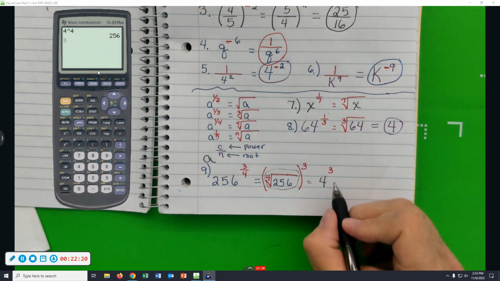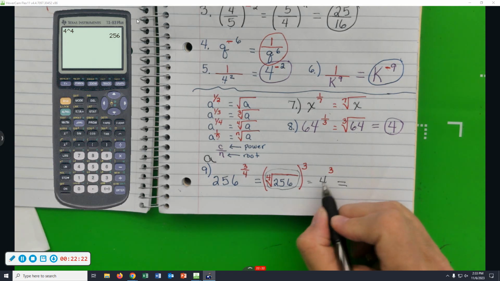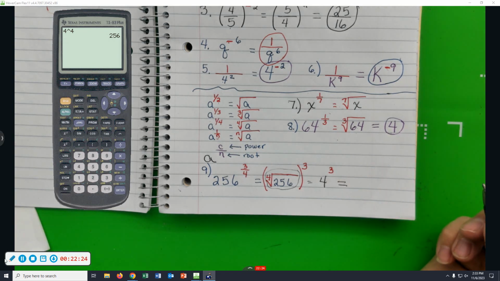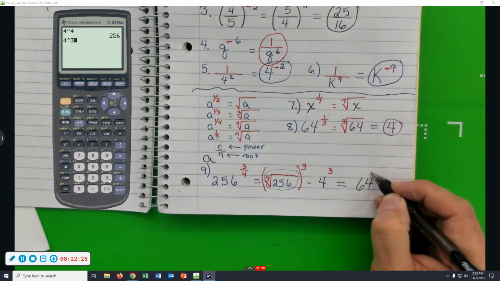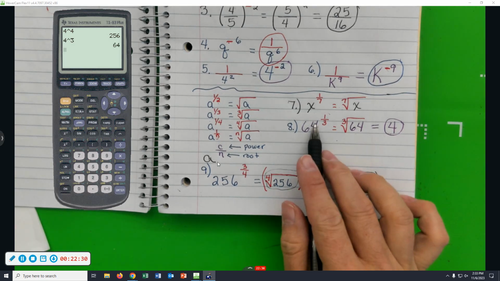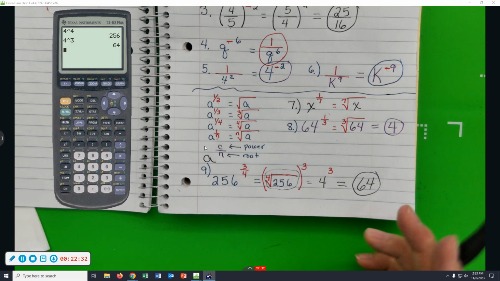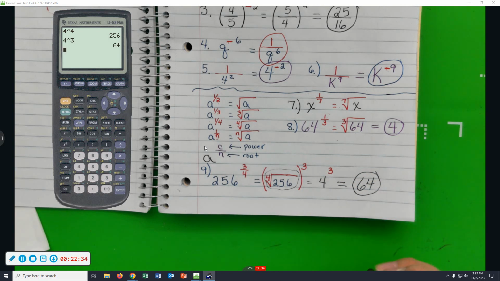Don't say 12. What's 4 cubed? 64. And that's just a coincidence that those numbers, 8 and 9, played off of that base of 4 to a power. This thing here says take the 4th root of 256, whatever you get, cube it.